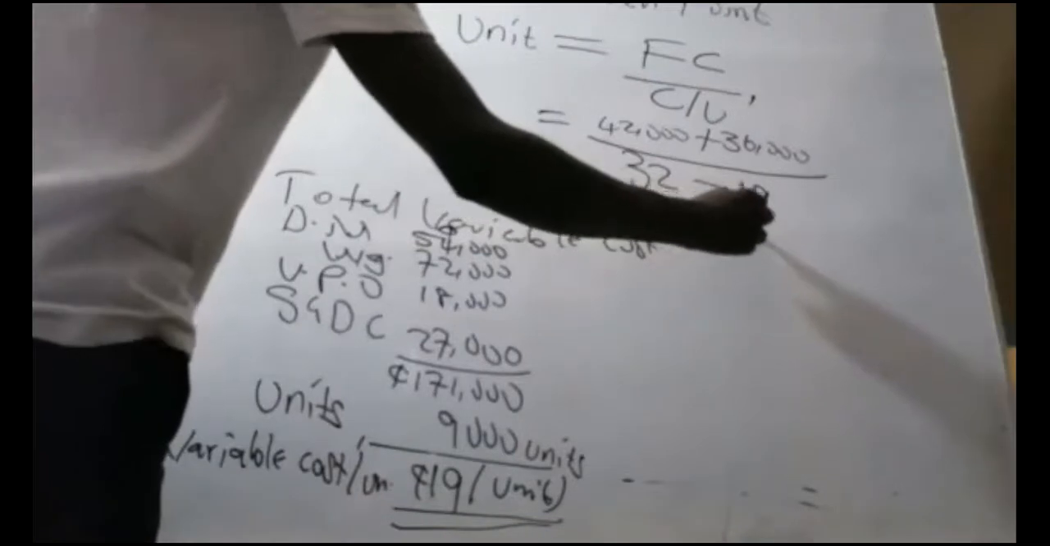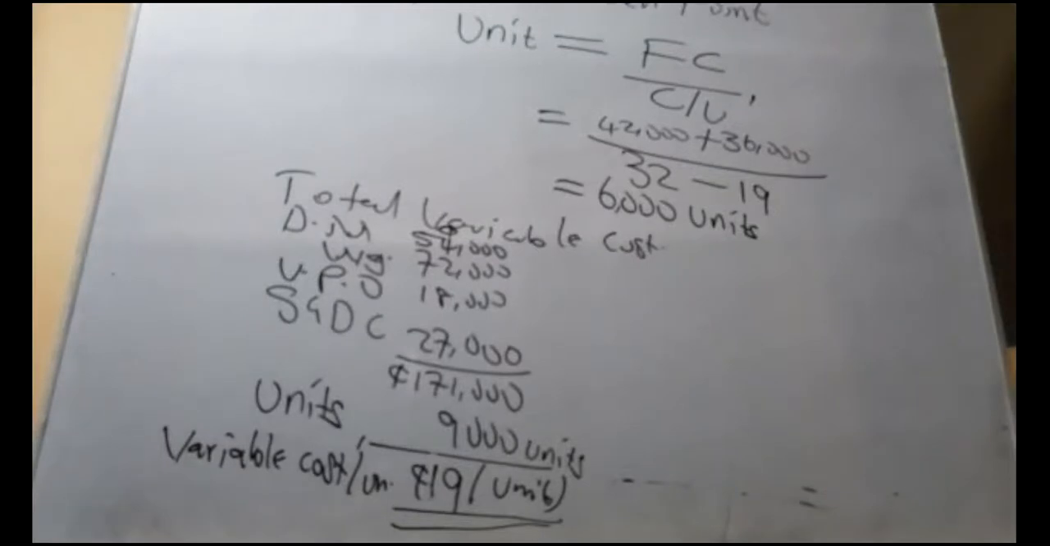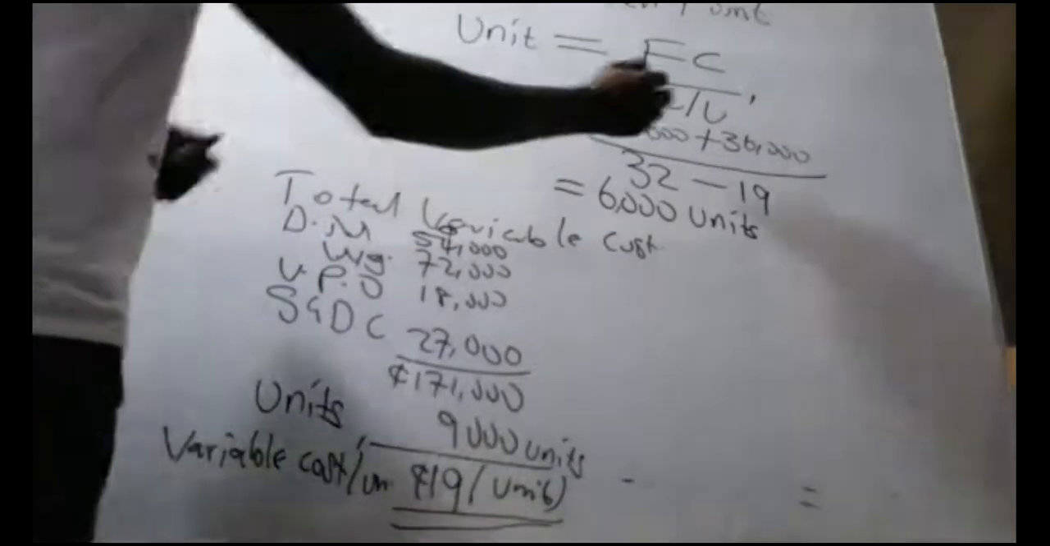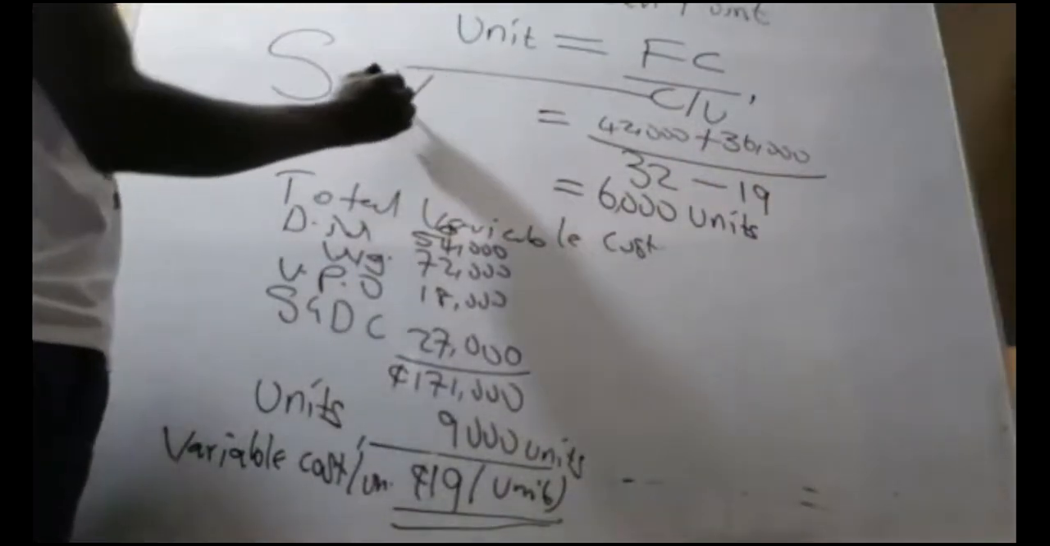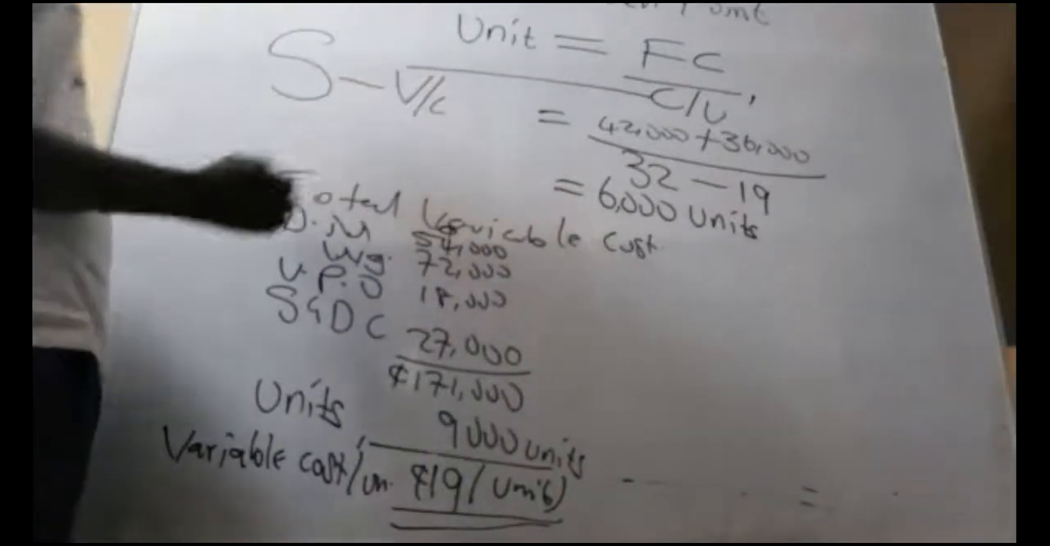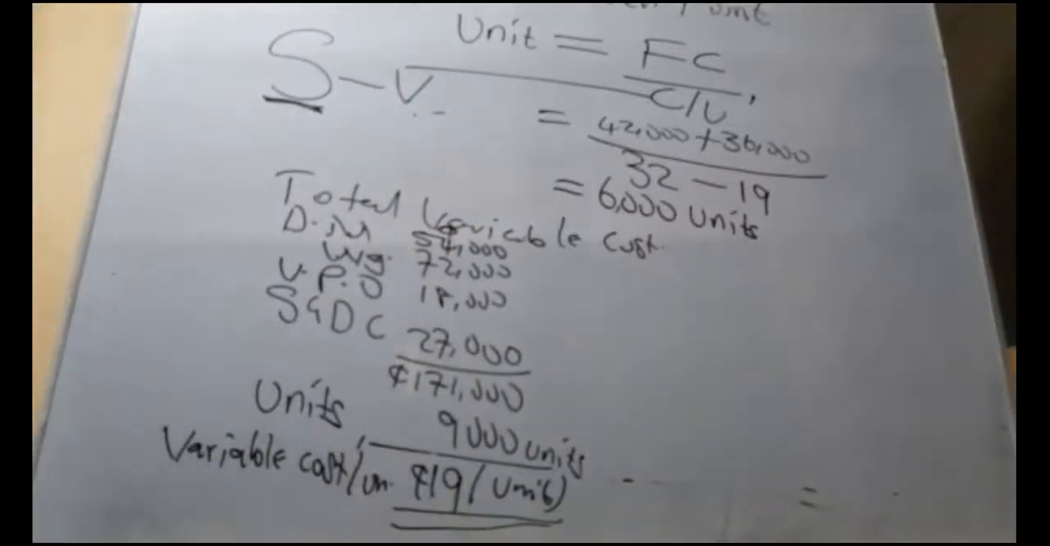6,000 units. Perfect. Now calculate the break-even sales revenue for me. That's the value. So kindly get the value. Please, how do you get contribution? Contribution is equal to the selling price minus the variable cost per unit. Now the 32 is the selling price, which was given to us in the question.